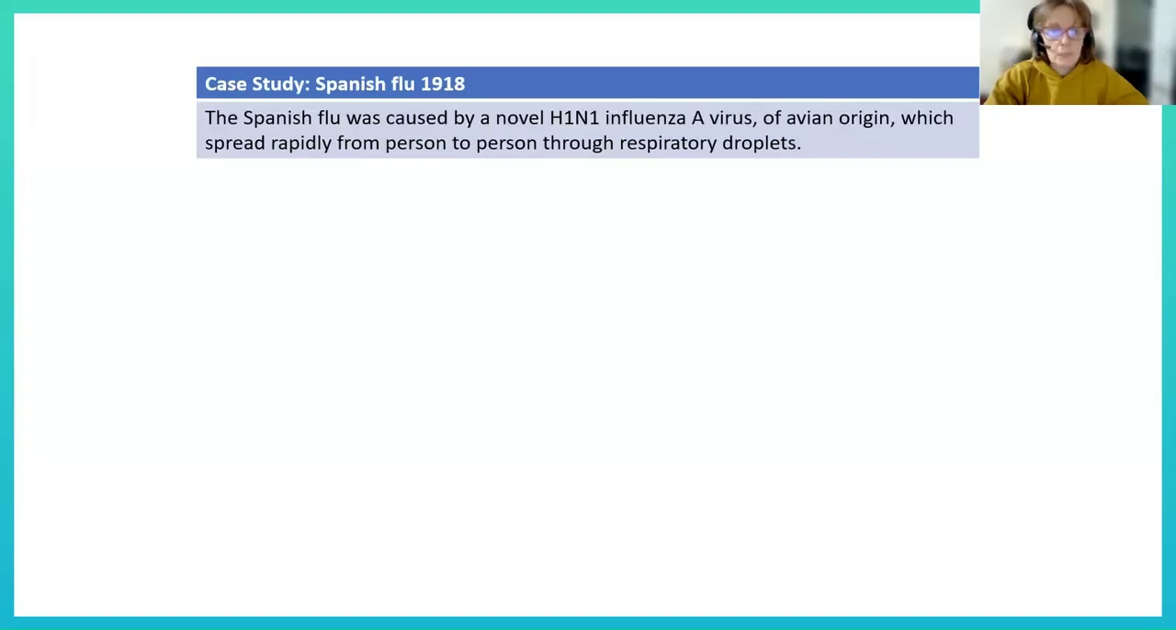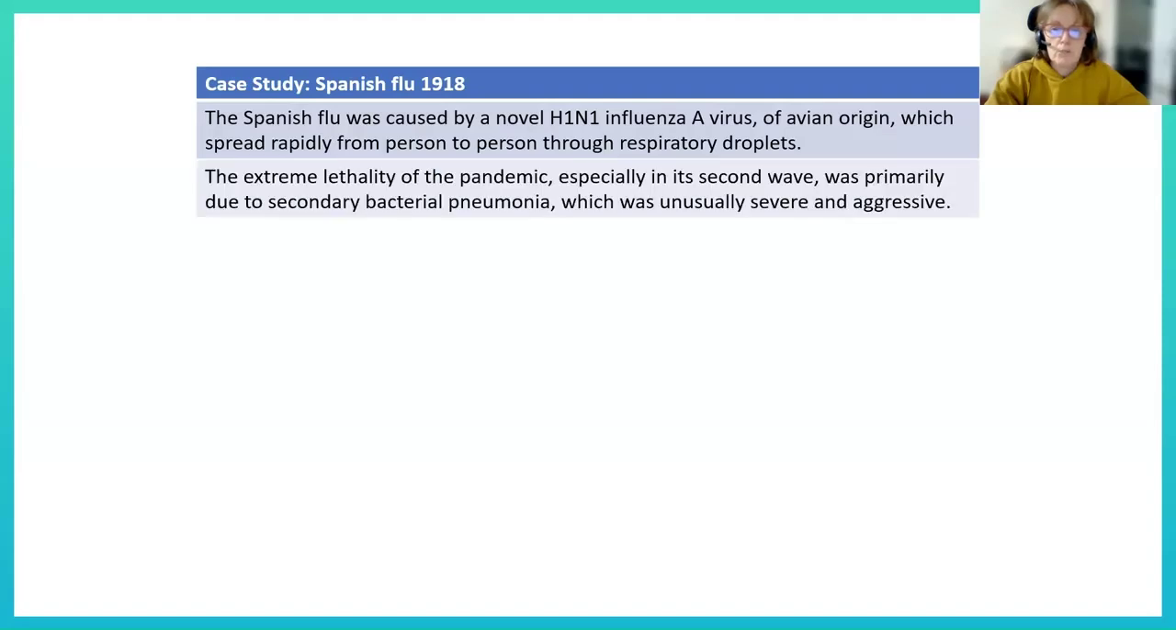A perfect example of this was the H1N1 flu virus. It was an avian flu. It spread really rapidly from person to person by respiratory droplets. It led to an extremely lethal pandemic, which killed more people than the war, because it happened at the end of the First World War when all the soldiers were returning home from war. So they basically took the flu with them all around the world.